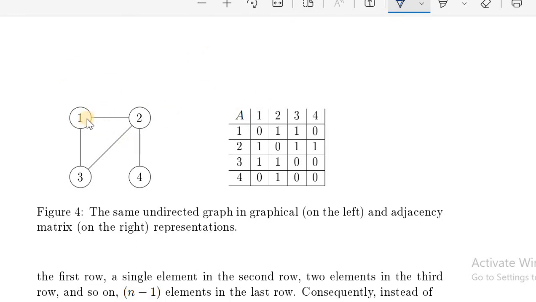There is an edge from 1 to 2, so we put 1 here, and there is an edge from 1 to 3, so we put 1 here, and there is no edge between 1 and 4, so that's why it's 0. And you can also note that the matrix representation of an undirected graph is always symmetrical. So in the main diagonal we always have zeros, and the two other sides, the lower and upper triangles, will always be symmetric to each other.